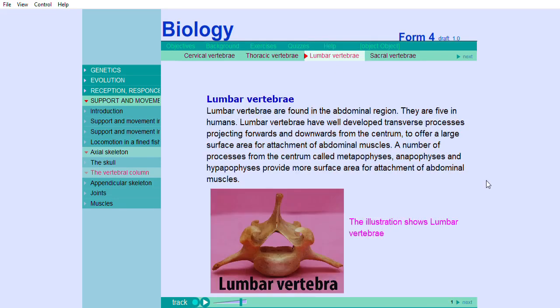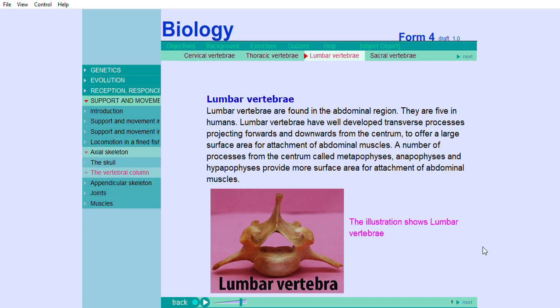Lumbar vertebrae. Lumbar vertebrae are found in the abdominal region. They are 5 in humans. Lumbar vertebrae have well-developed transverse processes projecting forward and downward from the centrum to offer a large surface area for attachment of abdominal muscles. A number of processes from the centrum called metapophysis, anapophysis, and hypapophysis provide more surface area for attachment of abdominal muscles.